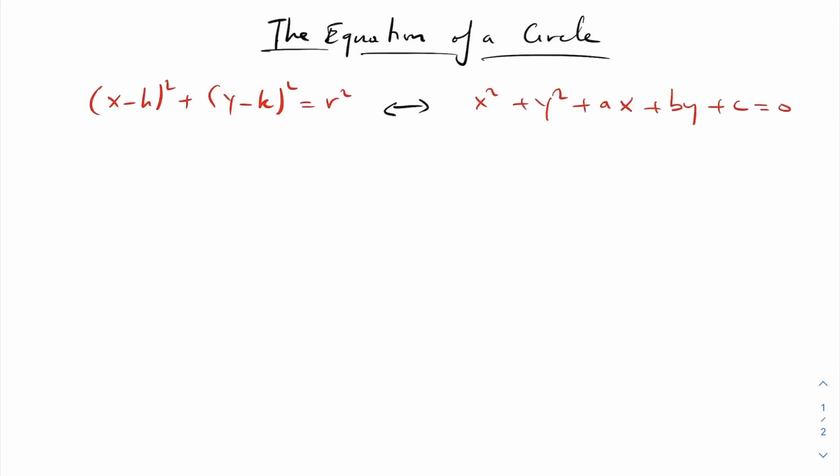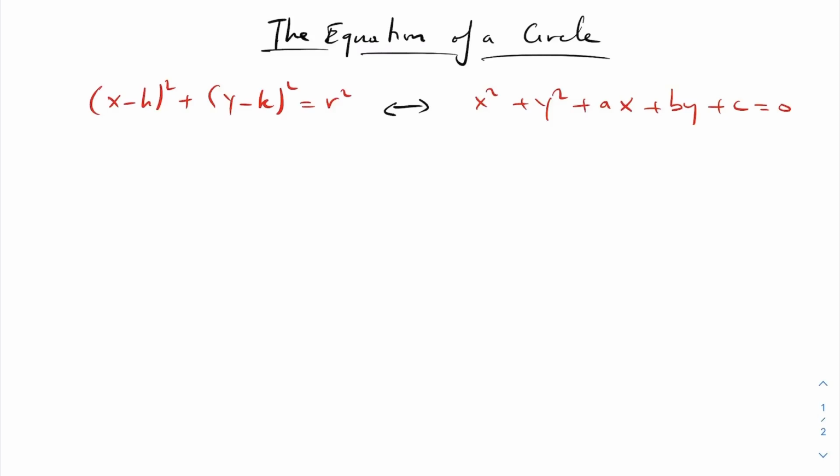Now, the issue with this form is that you cannot clearly see what the center of the circle is or what the radius is. So it's harder if you were to, for instance, draw the circle to know what the circle will look like just by looking at the equation. So in this note, I want to show you how to go from the general form of the equation to the standard form where you can read out the center and the radius easily.